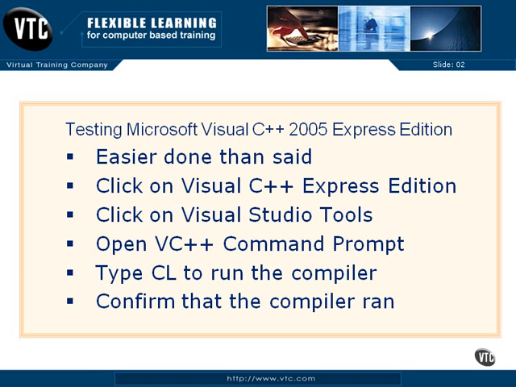Now we're going to test our Microsoft Visual C++ 2005 Express Edition compiler, which is actually easier done than it's said. Here's all we need to do. After you install the Express Edition compiler, you click on Start, of course, All Programs, and then the Visual C++ Express Edition item. Now don't go right to the compiler. That brings up the IDE. We want to click on the Visual Studio Tools, then the command prompt. Then we will type CL to run the compiler, and we'll confirm that it actually ran. Let's go over and do that.